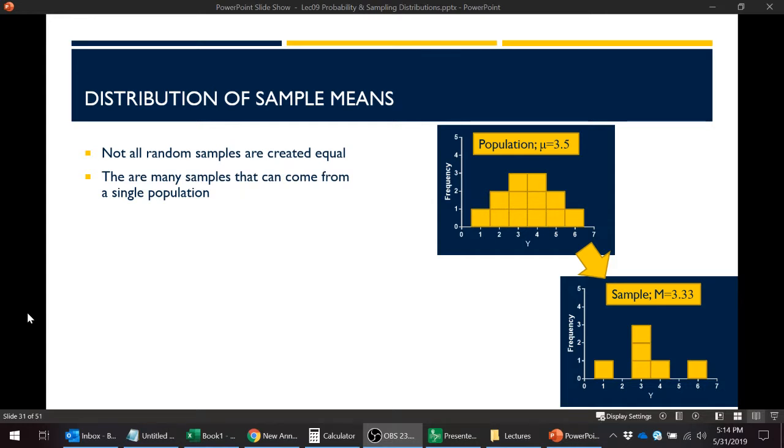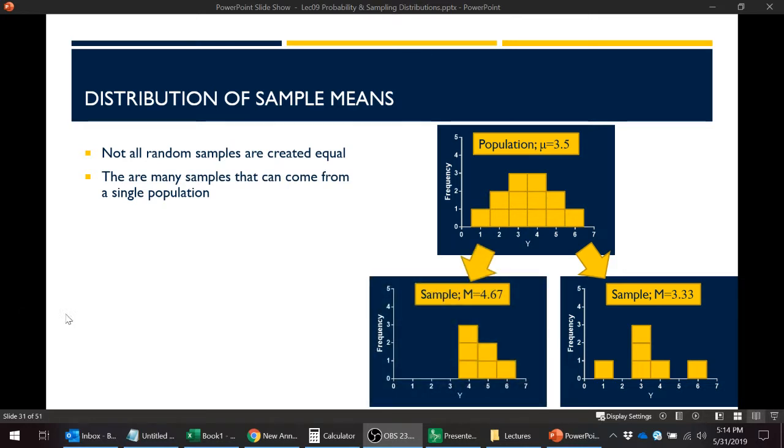Now, it's important to recognize that you can get different samples from the same population, and they're not all equivalent. Some are better than others. For example, here on this slide, we now have two different samples. One has a mean of 4.67, the other 3.33. One of these is much closer to the population mean than the other. Now, the question we really want to ask is how likely are we to get a sample mean that extreme, that has a mean of 4.67 or greater? So the relationship between the population mean, the sample mean, and the probability of getting that sample mean is really what we're driving at here.